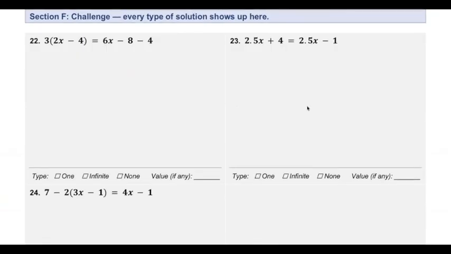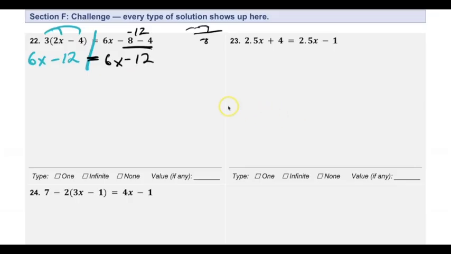Okay, a few more. So let's distribute. So to this one, we're going to distribute. So this distribute, I get 6x minus 12 equals, I'm going to add up like terms here. Negative 8 minus 4 is negative 12. We're at negative 8, and we're going to go back another 4. So 6x minus 12. And look, they're the same thing again. So I'm going to get infinitely many solutions again.